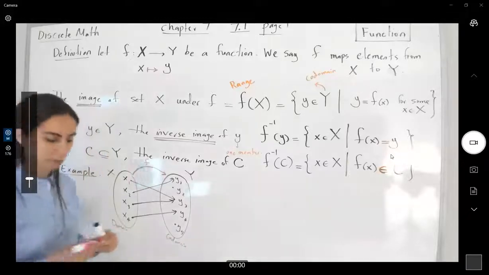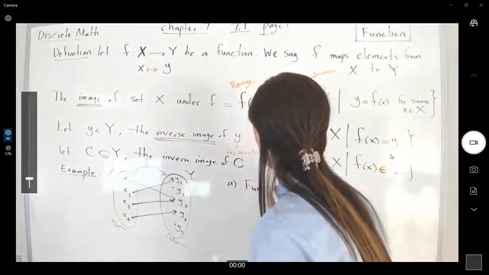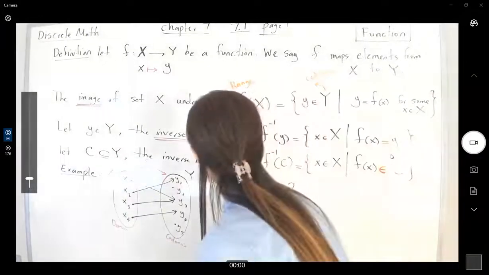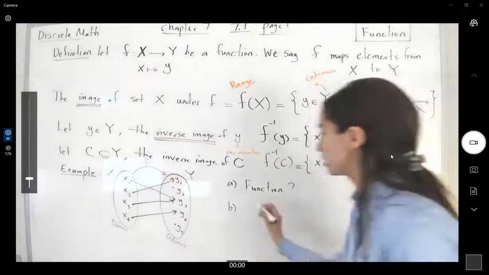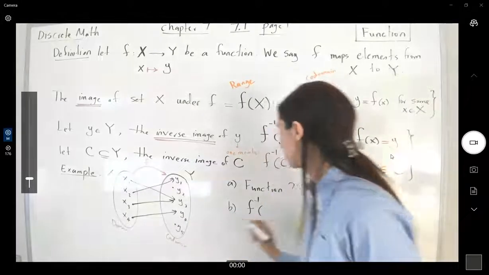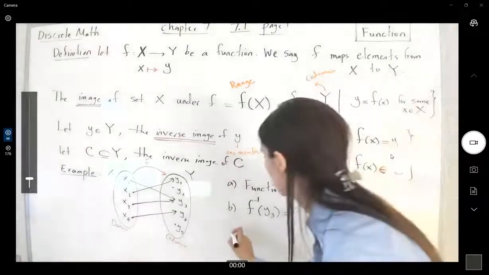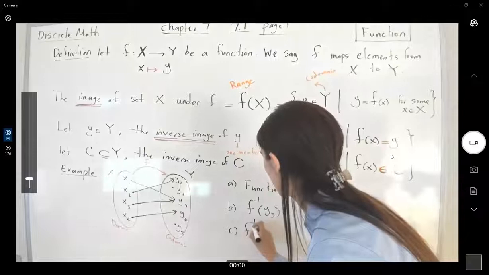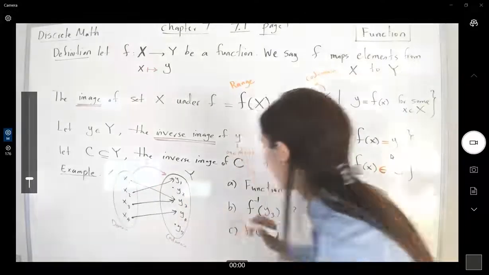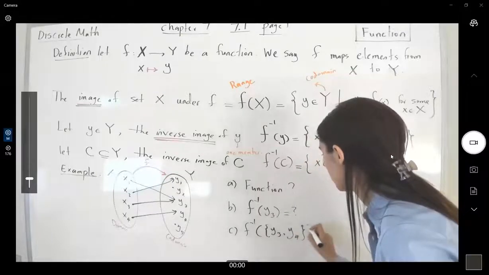First of all, do you have a function? Is this a function? B. What if I ask you to find the inverse image of one element, y sub 3? C. What if I ask you to find the inverse image of the set including y3 and y4? How do we answer these questions?